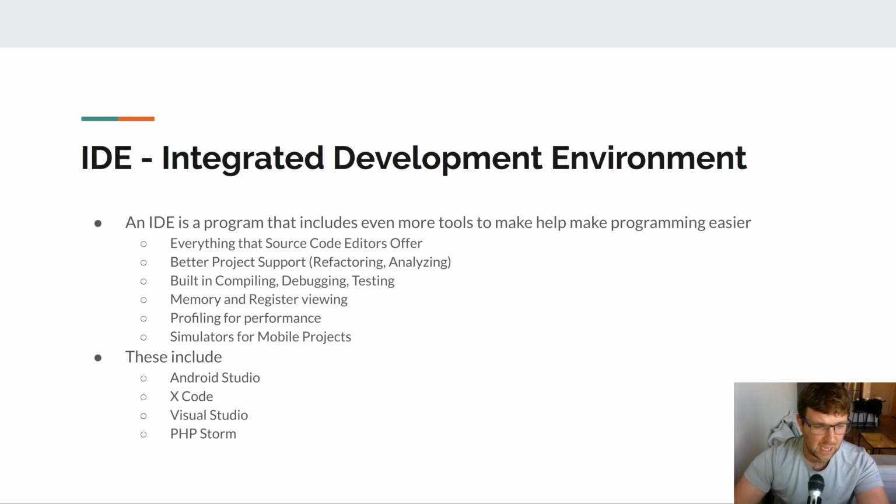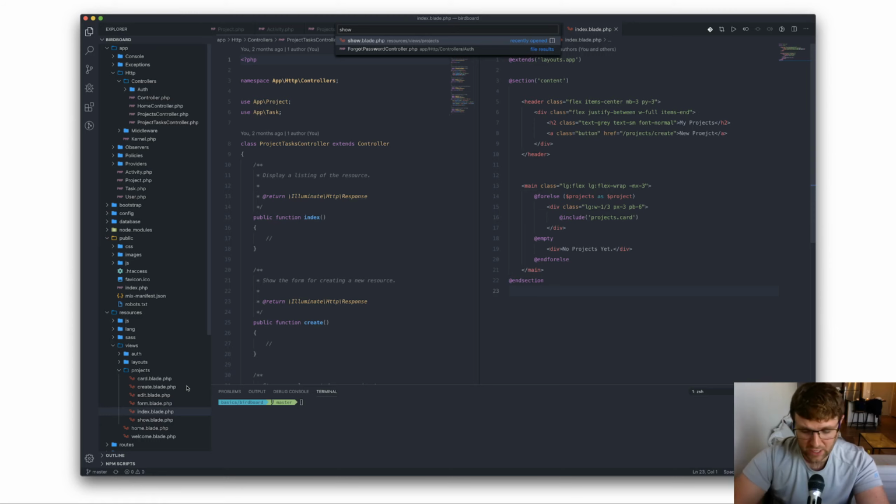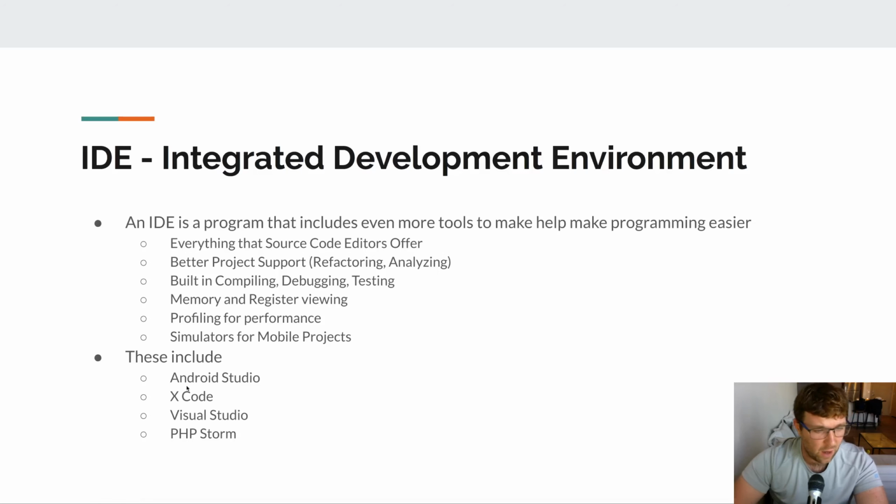If you're building Android projects, you're going to be using Android Studio. If you're building iOS projects, you're going to be using Xcode. If you're building something in the .NET environment, or if you're building games on Windows, you'll be using Visual Studio, things like that. PHPStorm is a really powerful IDE if you're building PHP projects or Laravel projects. Really, really powerful. So let's take a look at some of those.